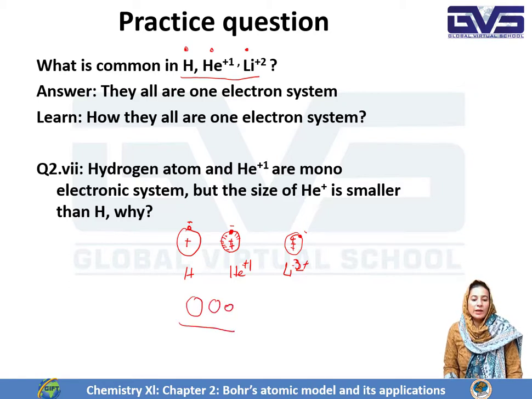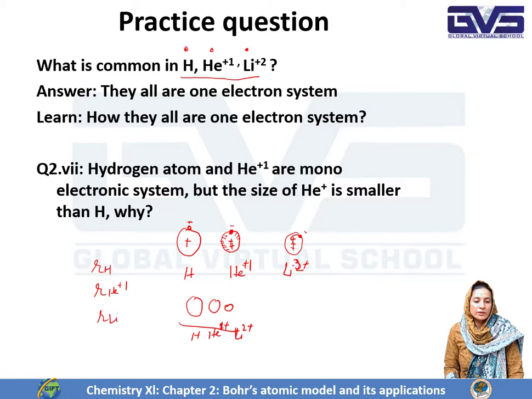In this way, hydrogen, helium plus 1, and lithium 2 plus. You can even calculate the radius of the first orbit for hydrogen, for helium plus 1, and for lithium 2 plus, and you can prove which one has the smaller radius.